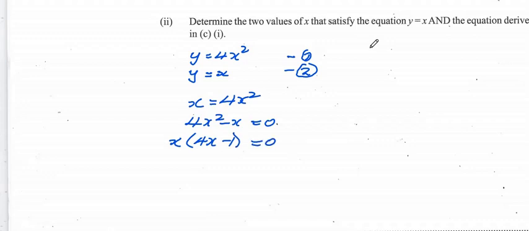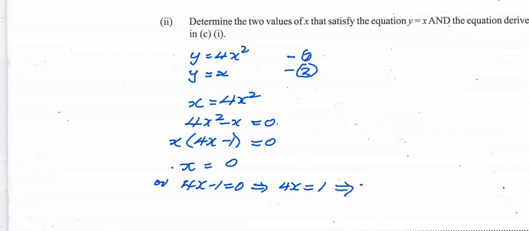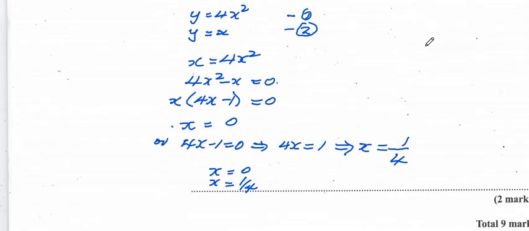And if two quantities multiply to give you 0, we can assume that either or both of them is equal to 0. We say x then is equal to 0, that's the first term, or 4x minus 1 is equal to 0, which gives us that 4x is equal to 1, which implies that x is equal to 1 divided by 4. So the two answers are x equals 0 and x is equal to a quarter. And that's what they ask us. Determine two values of x that satisfy the equation. They didn't ask us for the y value.